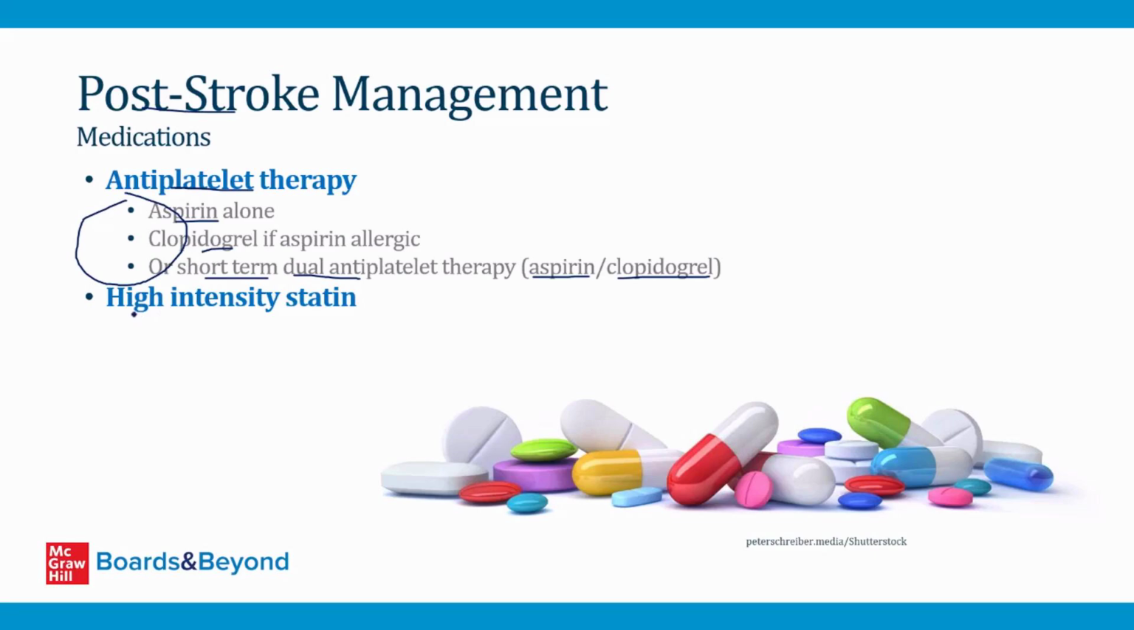And then beyond this, high-intensity statin therapy, usually with atorvastatin, is given. High intensity means a high dose, usually 80 milligrams of atorvastatin or a high dose of another statin drug. And the idea here is that statin drugs have been shown to stabilize blood vessels with atherosclerosis. And so giving them to all patients who've had a stroke reduces the risk of having additional strokes.